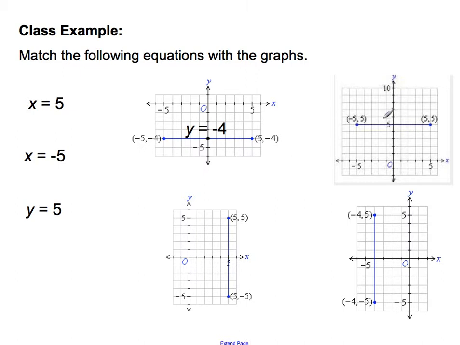Well, let's go over here. Again, horizontal line crosses the y-axis. It crosses it at (0, 5). So it is y = 5.